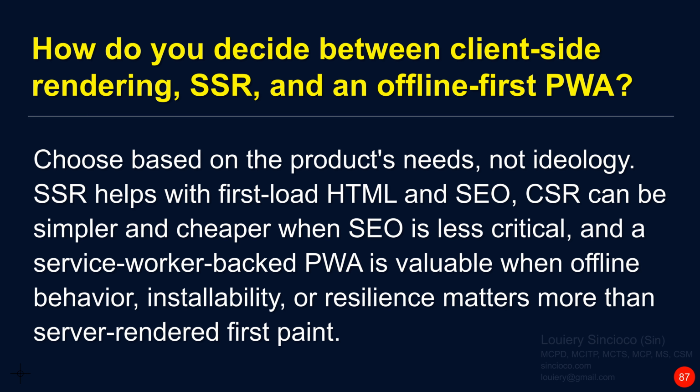How do you decide between client-side rendering, server-side rendering, or SSR, and an offline-first PWA? Choose based on the product's needs, not ideology. Server-side rendering, or SSR, helps with first-load HTML and search engine optimization, or SEO. CSR can be simpler and cheaper when SEO is less critical. And a service worker-backed PWA is valuable when offline behavior, installability, or resilience matters more than server-rendered first paint.